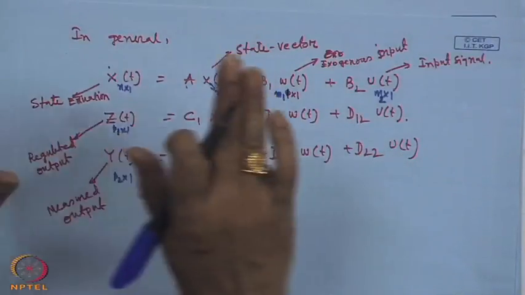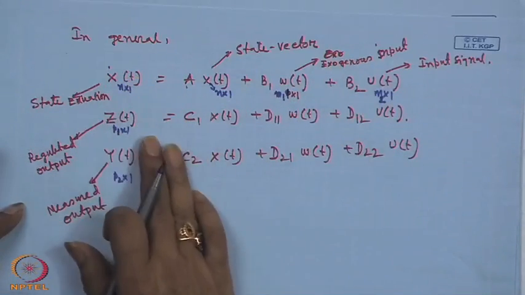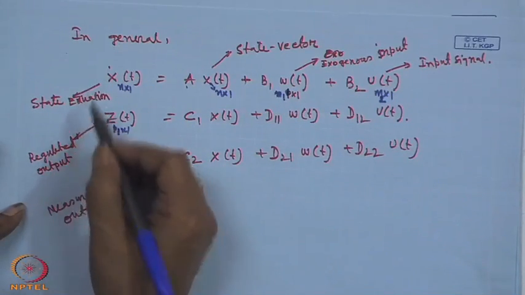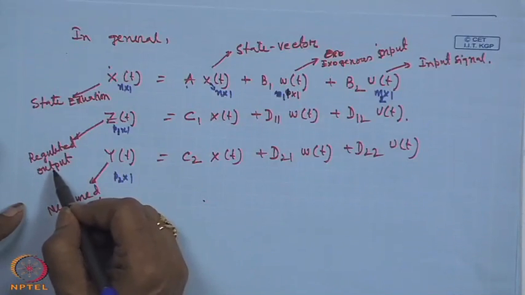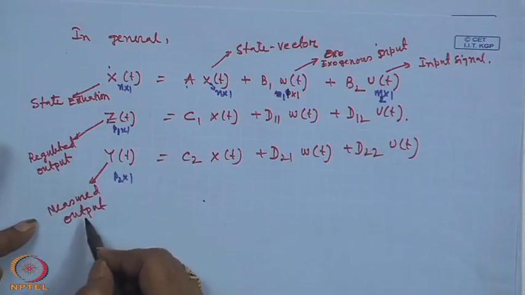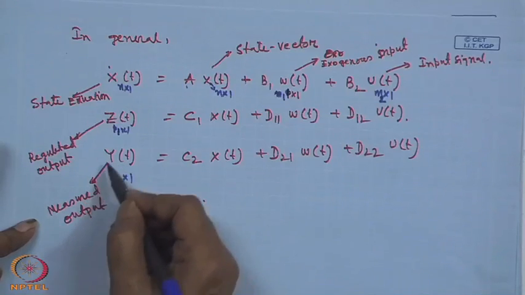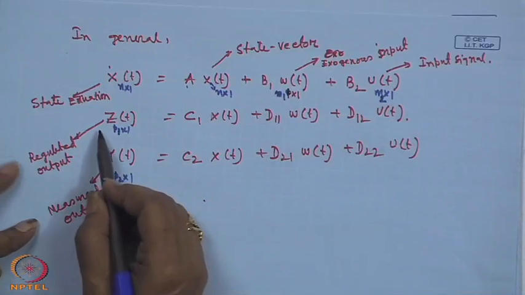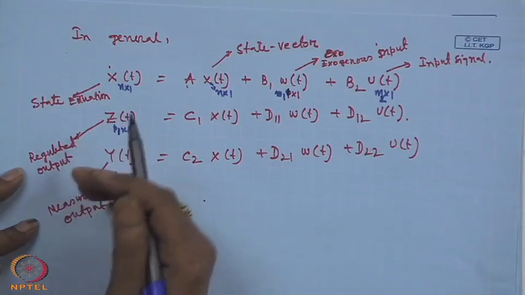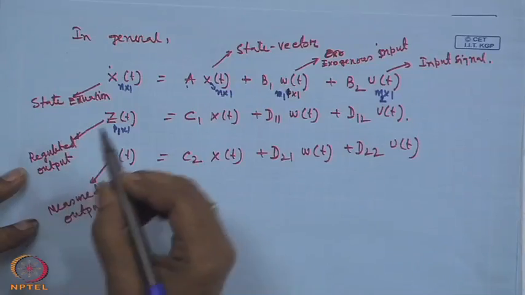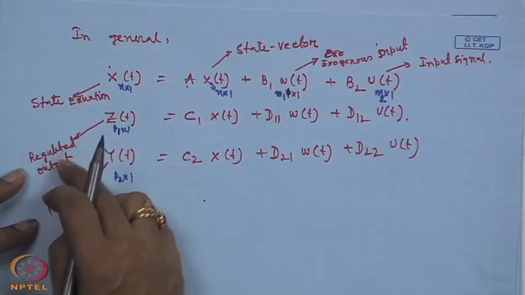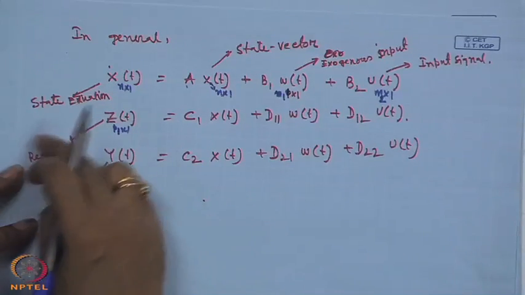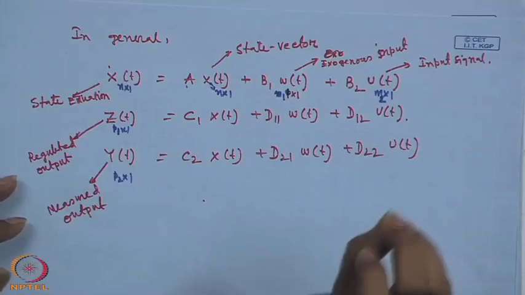So, in general, any physical system given, we can express in this form. One is the state equation, one is the regulated output, we will say more about the regulated output later, and one is the measured output, which will be used for control, to generate the control action, that means u. And this is the regulated output, that means we want to regulate the state, the error vector, agree, so we have to control that signal. That is why it is called the regulated signal, or controlled signal; some signals we have to control.